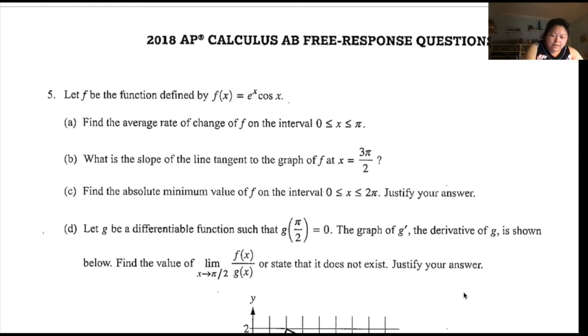So we're going to start by saying f of pi equals e to the pi cosine of pi. That's negative e to the pi. F of 0, we get e to the 0 cosine of 0. E to the 0 is 1 times 1, that's 1.